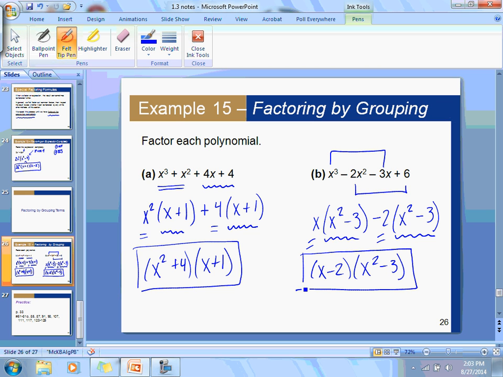Now watch out for these problems too, because sometimes when you group them and you form these two parentheses, like this x squared minus 3, I can't factor that anymore. But if it was an x squared minus 4, that would be a difference of two squares, and I could break that down further. Okay, so watch out for a type of problem where you have to factor by grouping and then do some other type of factoring to factor completely.